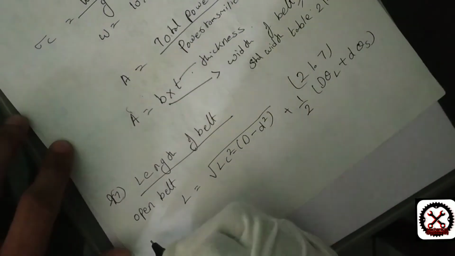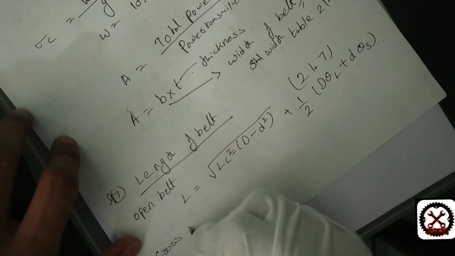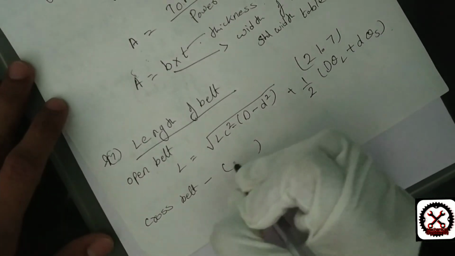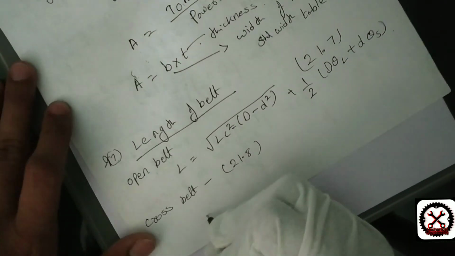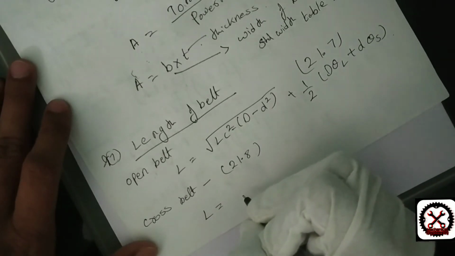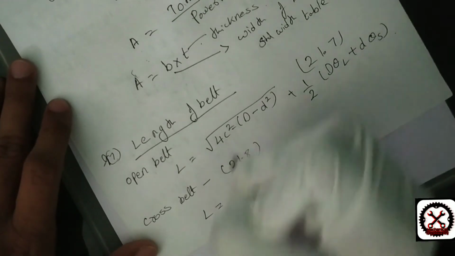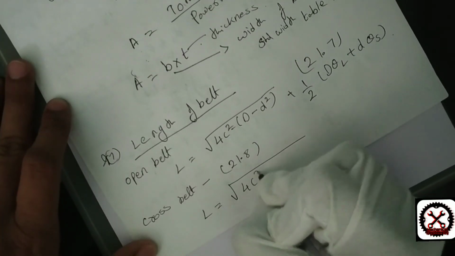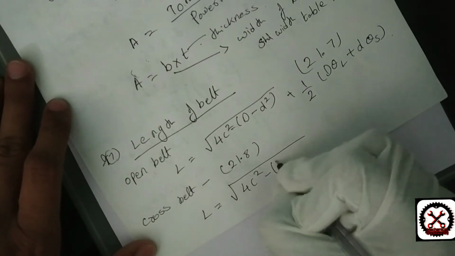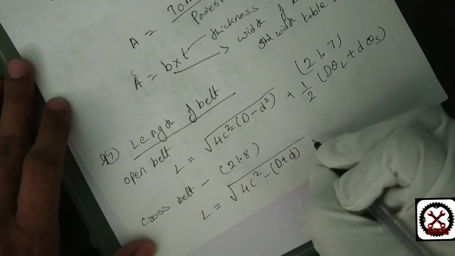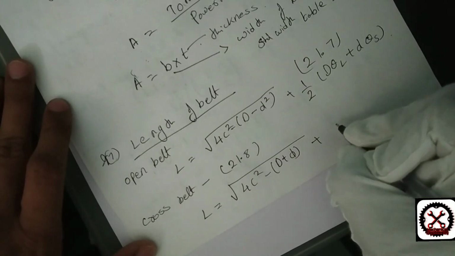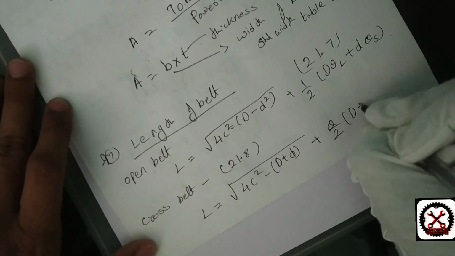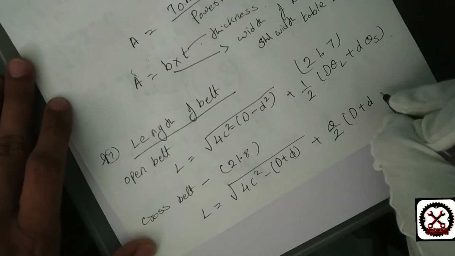Now for cross belt, it is given in equation 21.8. L equal to, sorry, this is 4C square. L equal to root of 4C square minus (D plus d) squared, plus theta by 2 of (D plus d).